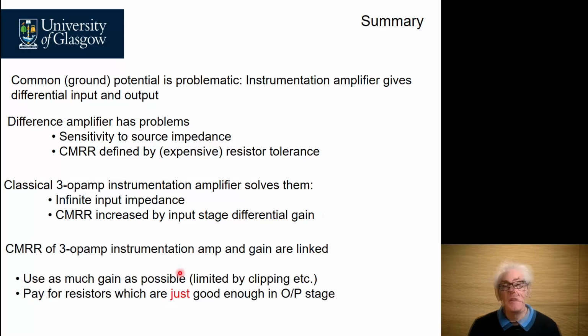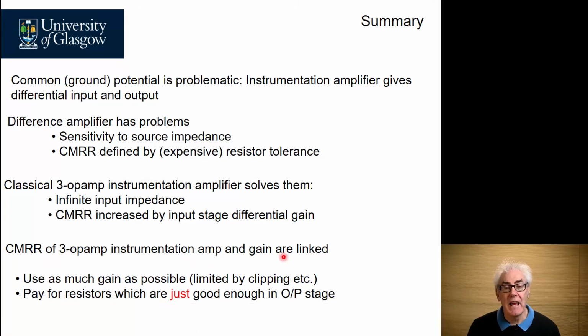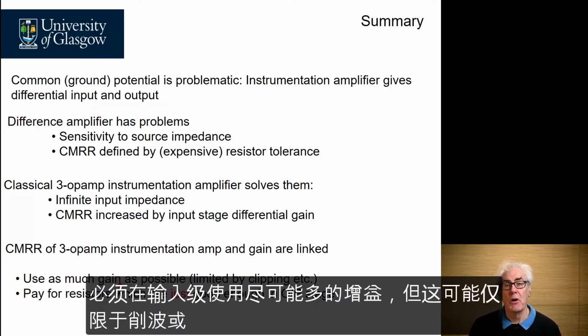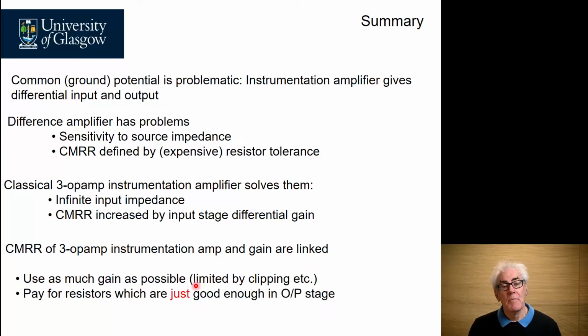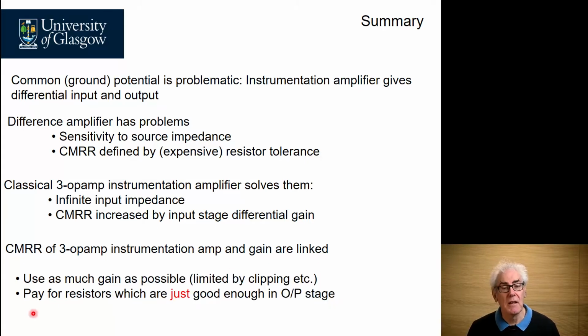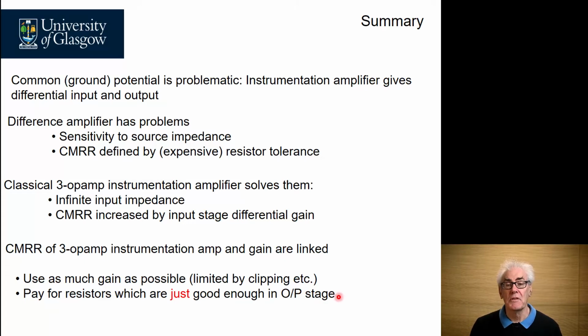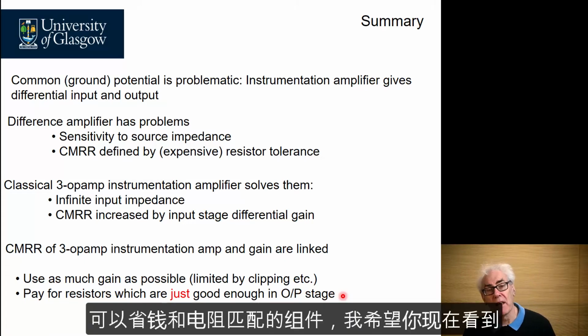Now, it's important to remember that common mode rejection ratio of a classic instrumentation amplifier and the gain are still linked. So you must use as much gain as possible in the input stage, but this may be limited to clipping or overdrive from the application circuit you're using. But the positive benefit is you can pay for resistors that are just good enough in the output stage so you can save money in the resistor matching components.